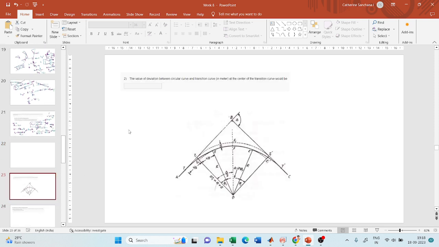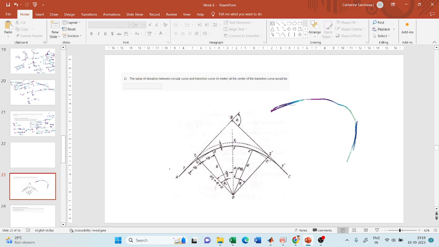Now moving on to the next question. The value of deviation between circular curve and transition curve at the center of the transition curve would be what? What is this deviation that they are talking about? Now we know this is the straight section. If your transition curve is not provided, this will be my curved section, and this again will be my straight section. So all this will come under the same center line, right?